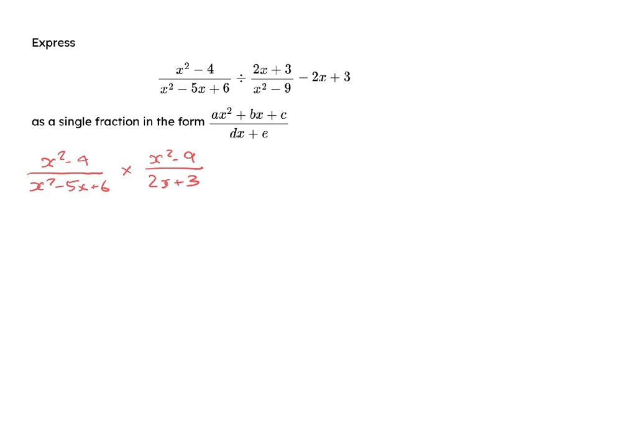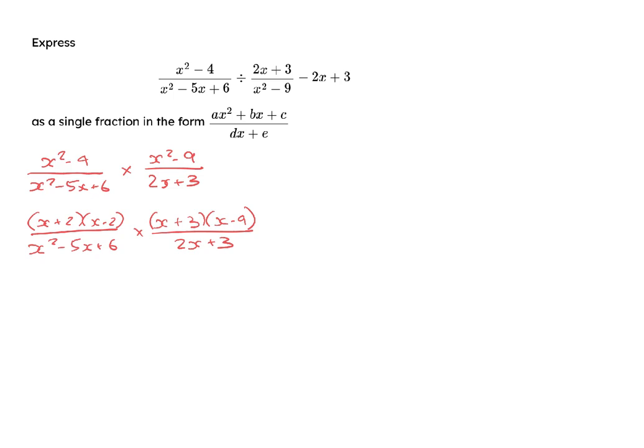Now, I had difference of 2 squares. I'm going to just factorize that. So I've got x plus 2, x minus 2. Remember that x squared minus 4 is equal to x squared minus 2 squared. And that's multiplied by the same here. We've got x squared minus 9, so that's going to be x plus 3 and x minus 3. And then that is all over. I'm going to leave the bottoms alone for this. So x squared minus 5x plus 6 and 2x plus 3. I'm not combining the fractions. I'm not doing anything else. I'm just going to rewrite it like that.